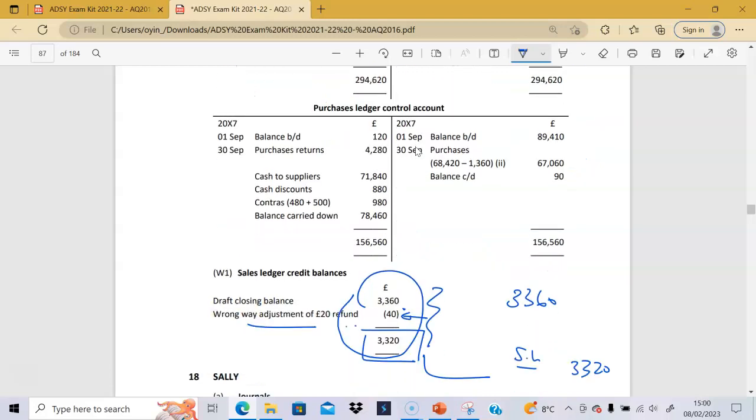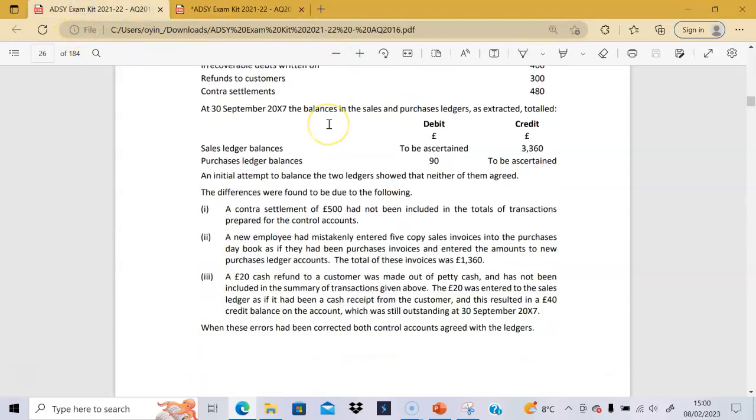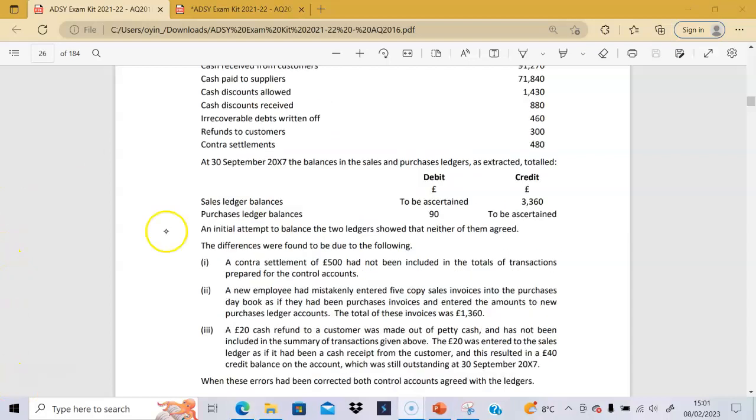And then with our purchase ledger control account, we put everything in, and we now know the balance carried down. Remember, we only had opening balances, and the 90 had always stayed the same. There were no issues there with the 90. You have here the purchase ledger balance at 90. So at the end of the month, we're told the 30th of September, we just needed to adjust this, fix this.